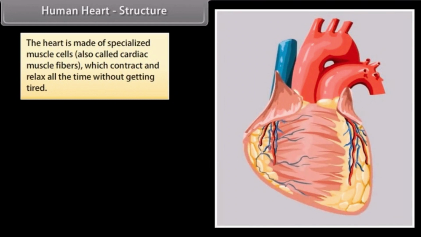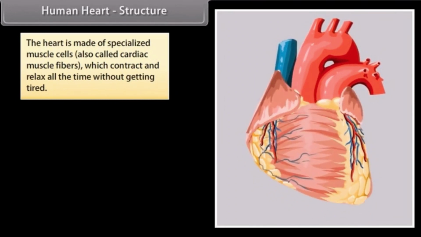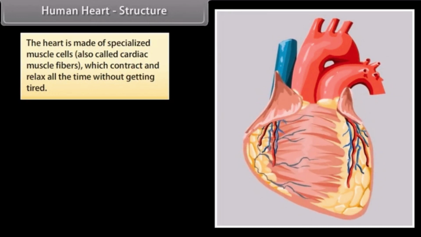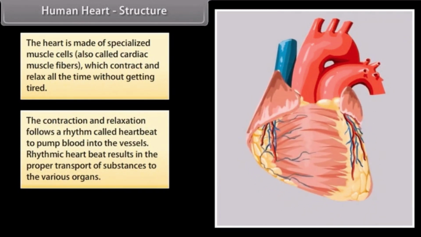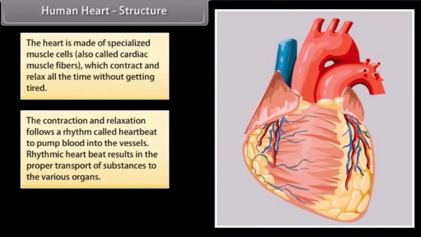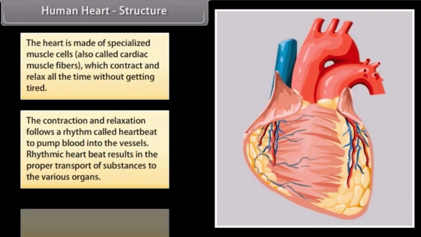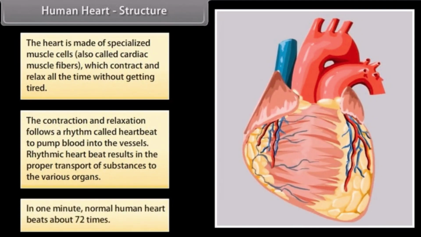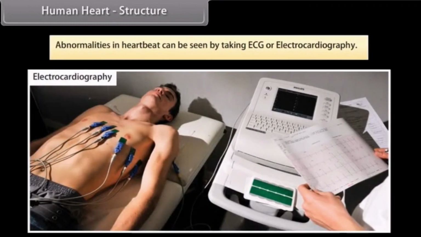The heart is made of specialized muscle cells, also called cardiac muscle fibers, which contract and relax all the time without getting tired. The contraction and relaxation follows a rhythm called heartbeat to pump blood into the vessels. Rhythmic heartbeat results in the proper transport of substances to the various organs. In 1 minute, normal human heart beats about 72 times. Abnormalities in heartbeat can be seen by taking ECG or electrocardiography.